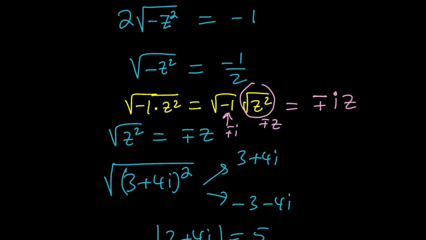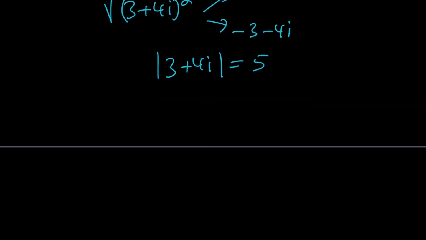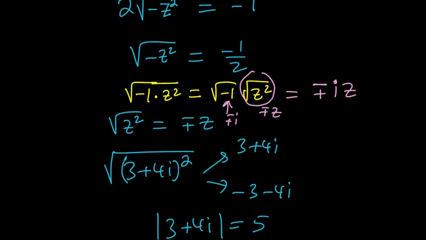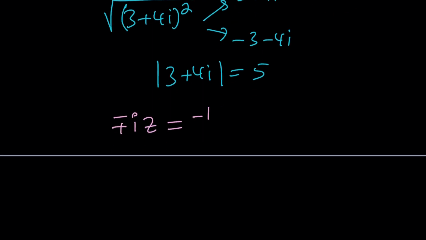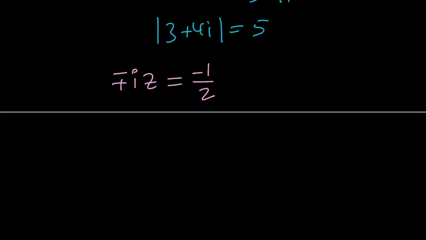So now I'm going to set it equal to negative 1/2, and I'm almost done. Plus minus iz is equal to negative 1/2. And I'm trying to solve for z, right? So what am I supposed to do? Divide both sides. But let's just find one of them because the other one is just going to be the opposite. So don't get confused because we have too many negatives here. Let's just do this one.